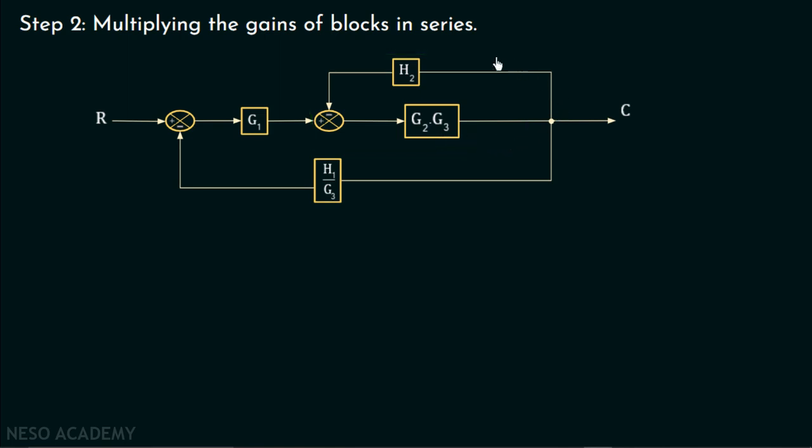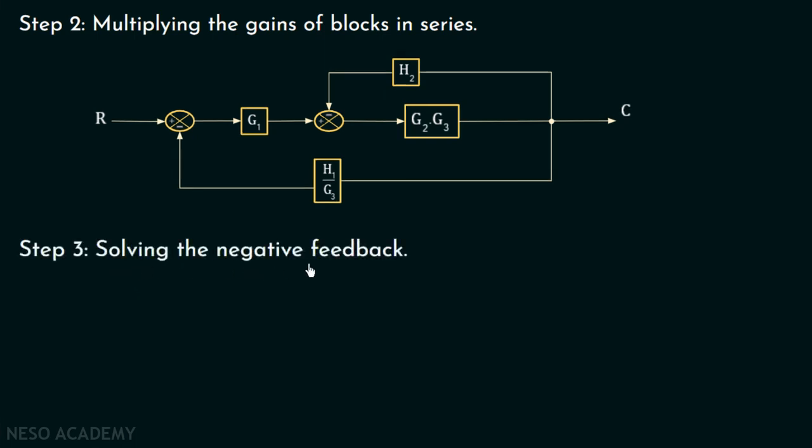Now observe the block diagram representation and think what can be the next step. Yes, if we observe this portion, we can see this is a negative feedback system and we can convert this into a single block if we calculate its overall closed loop transfer function. And we all know the closed loop transfer function for a negative feedback system is G(s) over 1 plus G(s)H(s), where G(s) is the forward path gain, which is equal to G2 multiplied with G3 in our case, and H(s) is the feedback path gain, which is equal to H2 in our case. So our step number 3 will be solving the negative feedback.